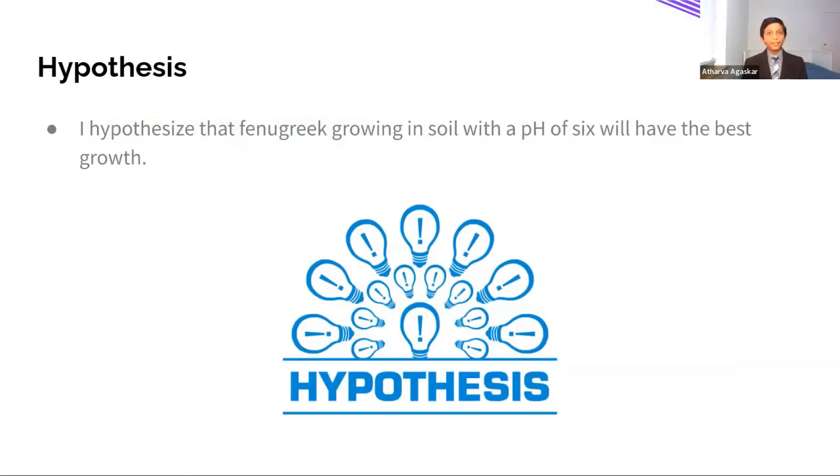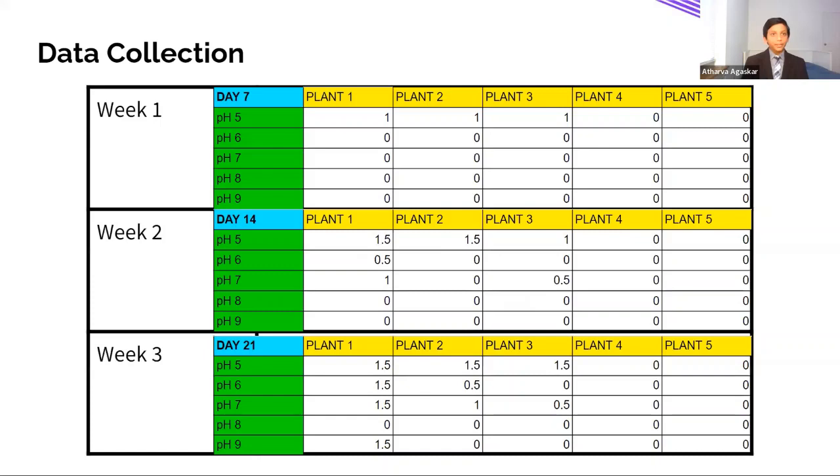I hypothesized that fenugreek growing in a soil with a pH of 6 will have the best growth. I came to this hypothesis because research shows that legumes like fenugreek tend to grow better in slightly acidic soil with pH levels from 6 to 7. Here is a summary of my data sheet, and you could see that it shows the data from week 1, the data from week 2, and the data from week 3.